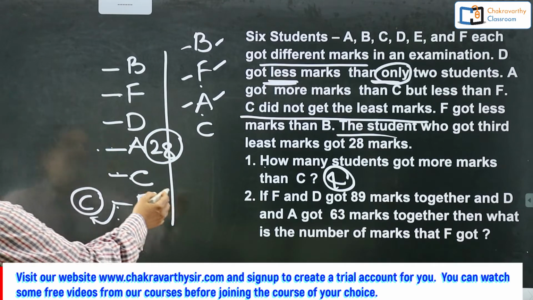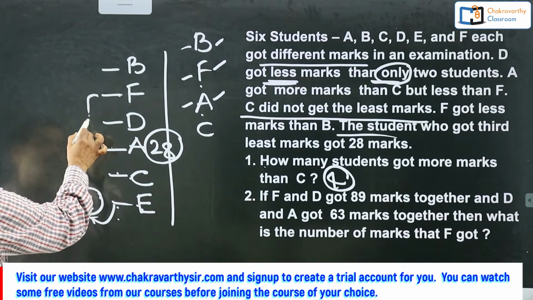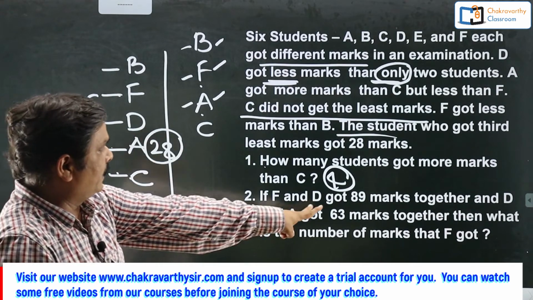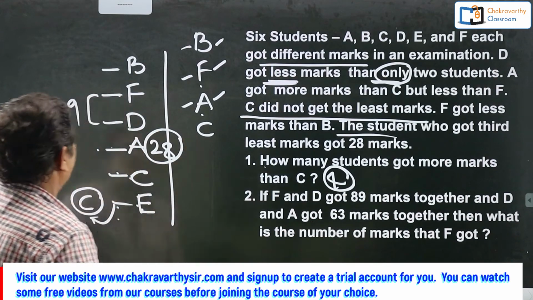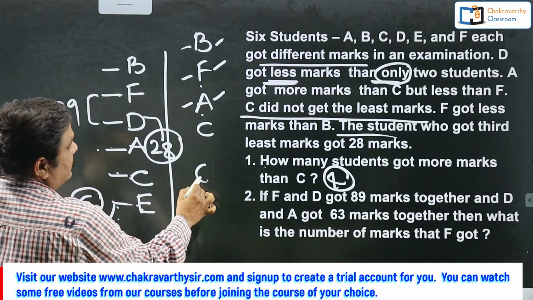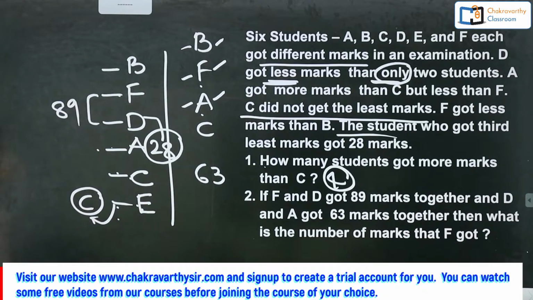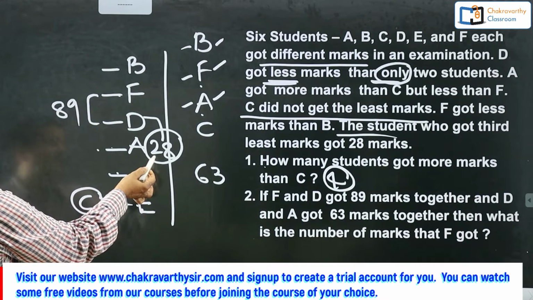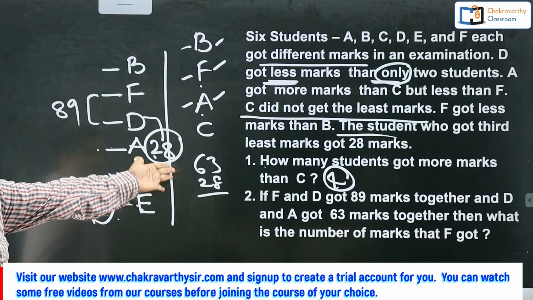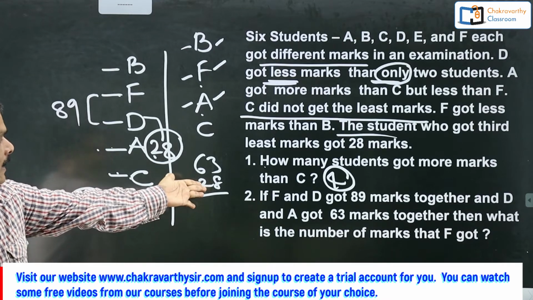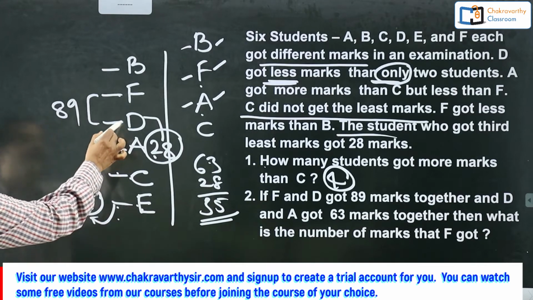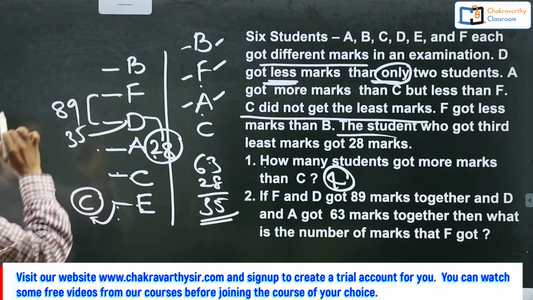F and D got 89 marks. So this is F and this is D. Both together got 89. Then after that they have no connectivity. Go for the next one here, D and A got 63 marks. These two. D and A should get how many marks? 63. Okay, now D and A got 63, A got 28, so D should get 63 minus 28. You do first 60 minus 20, that is 40. 40 minus 8 is 32, plus 3, 35. So this is 35. What do you mean by 35? D got 35.